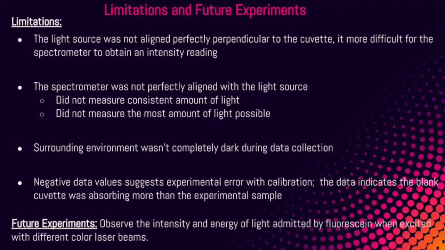The limitations of this experiment were centered around the tools used for collecting data. If the light source was not perfectly perpendicular to the cuvette, it made it more difficult for the spectrometer to align perfectly with the light source. This increased the difficulty in obtaining consistent and accurate intensity readings. Other limitations, such as the room not being completely dark and the spectrometer not being properly calibrated, occurred. Despite these limitations, results were obtained and analyzed. Further research, such as observing what happens to fluorescence when the wavelength of light shone on it is controlled, should be performed.